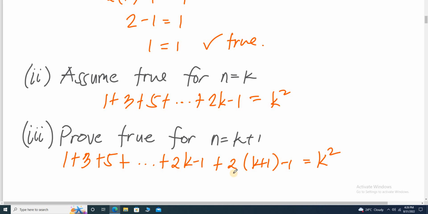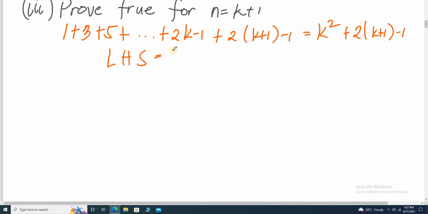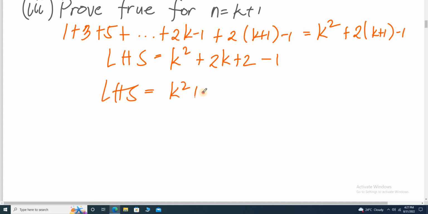Now I have added a term on the left side. I shall also do this on the other side. So that's plus 2k plus 1 minus 1. To continue my solution, I'm going to manipulate the right-hand side. So I'll leave the left-hand side as is. So that's left-hand side is now equal to, simplify this, I have k squared plus 2k plus 2 minus 1. Then we simplify 2 minus 1. So that this is k squared plus 2k, and this is plus 1.